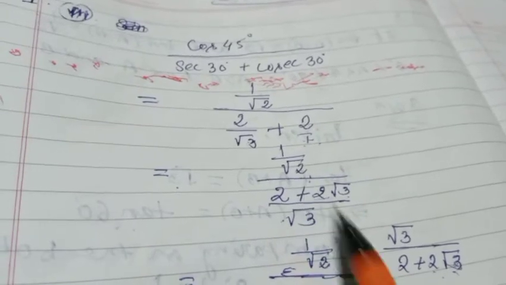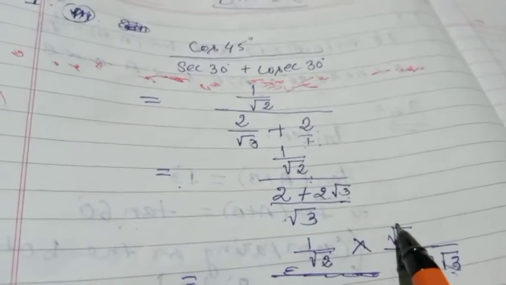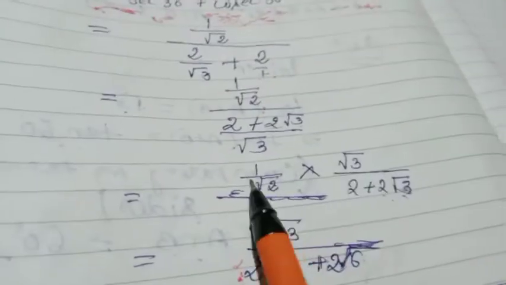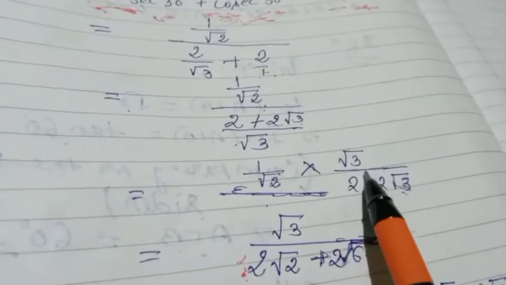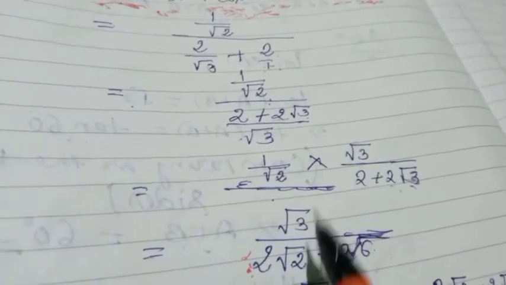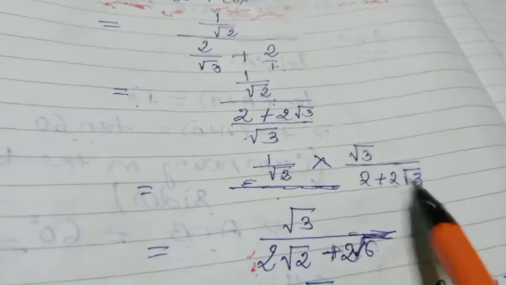If this is divided, you convert it into multiply, then this denominator will become numerator and this numerator will become denominator. Now root 3 into 1 is root 3, and this will be multiplied with this 2, root 3 into 2, 2 root 2, and root 3 into root 2, root 3 into root 2, so 2 root 6.